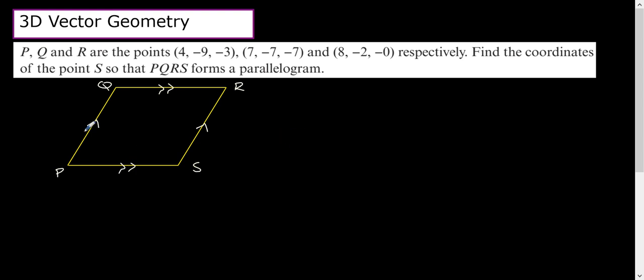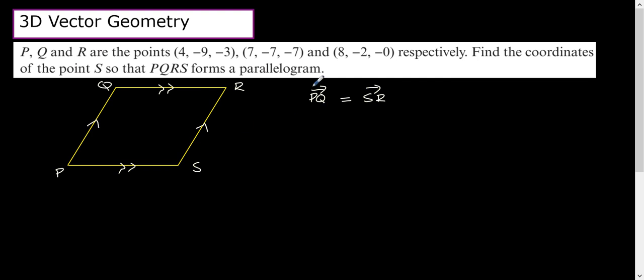Now I'm just going to focus on these two, PQ and SR, and I'm going to say that for this parallelogram to be truly a parallelogram, PQ has to be equal to SR. And by that I mean it has to have exactly the same direction to make it parallel, and they have to have the same magnitude. So they literally have to be the same vector.